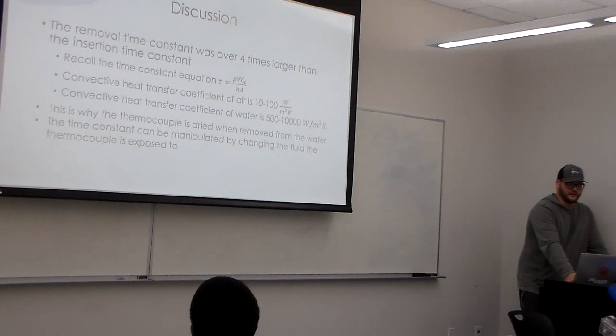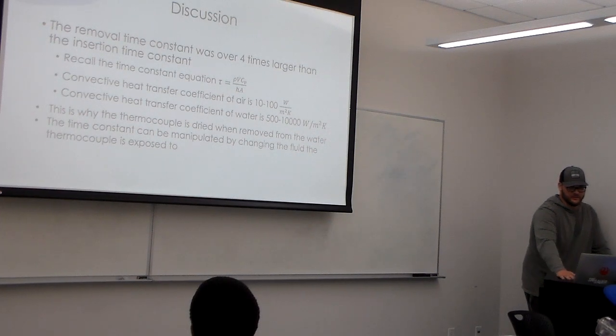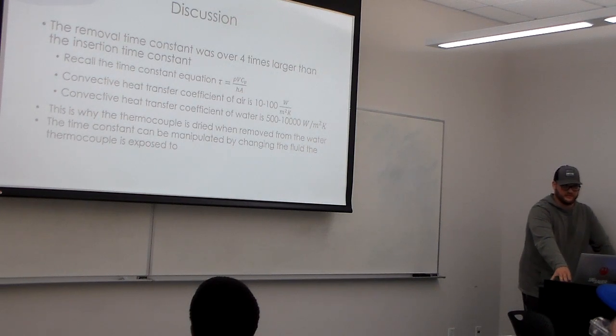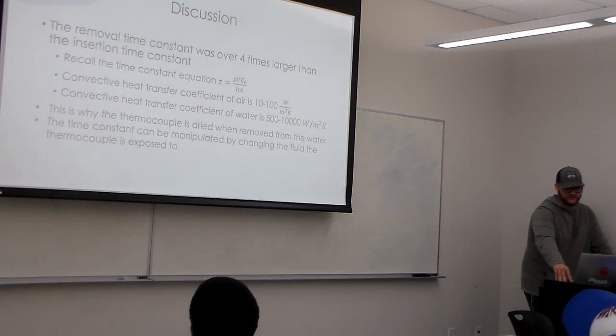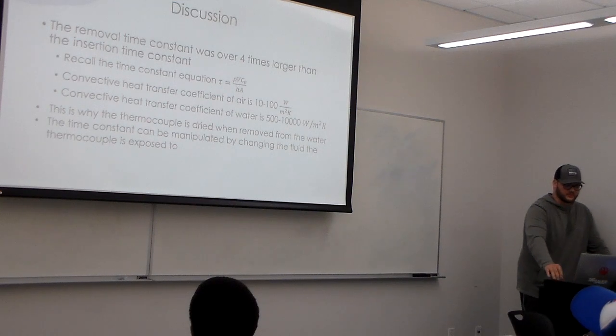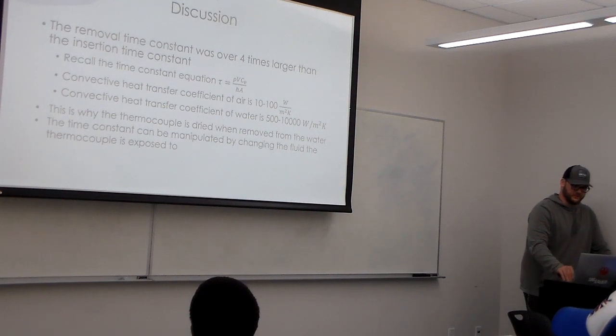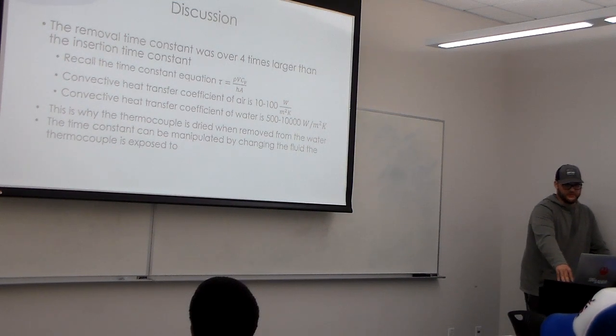Now, the removal time constant was over 4 times larger than the insertion time constant. In the time constant equation, everything in the numerator, the density, volume, and specific heat, are all properties of the thermocouple and are constant, and the area on the bottom is also constant. The only thing that changes is the convective heat transfer coefficient.